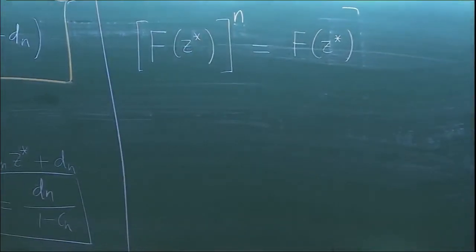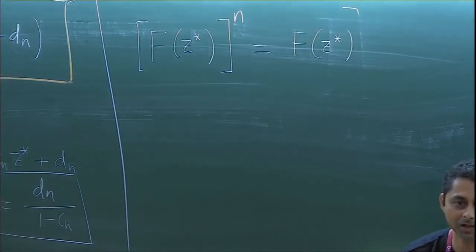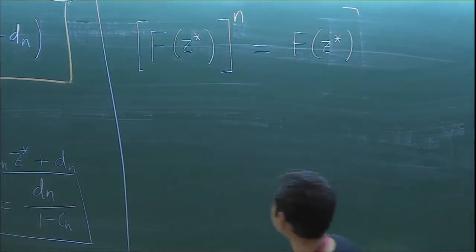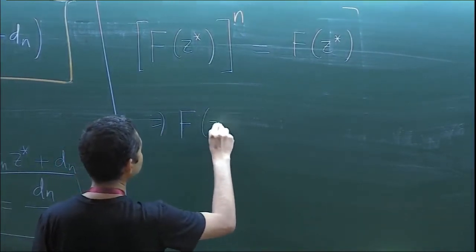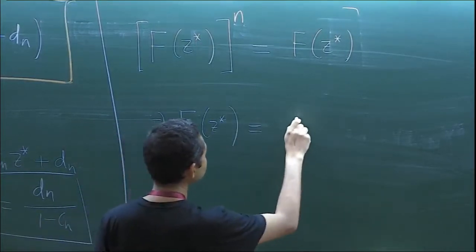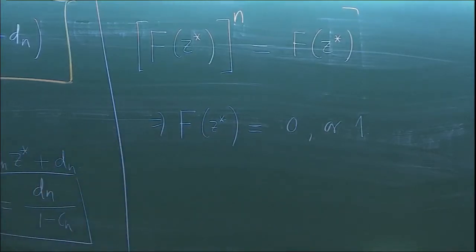So what kind of solutions can you get for real f between 0 and 1? The equation is x to the power n equal to x. The solutions are 0 and 1. These are the only two possible solutions, right? So it says therefore that at z star, f of z star is either 0 or 1. These are the only possible solutions.